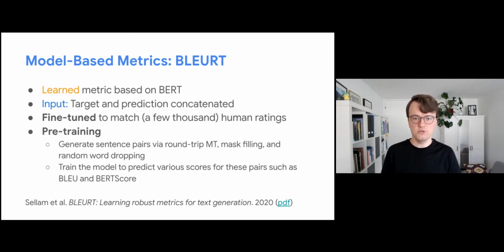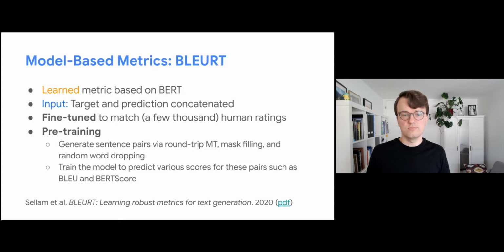So this allows you to get more accurate automatic scores, but you need this kind of seed set of human ratings to tune the model on. The idea here is that the model takes input where you just concatenate the target sentence or the reference and the prediction, and then you train this model to output the score.